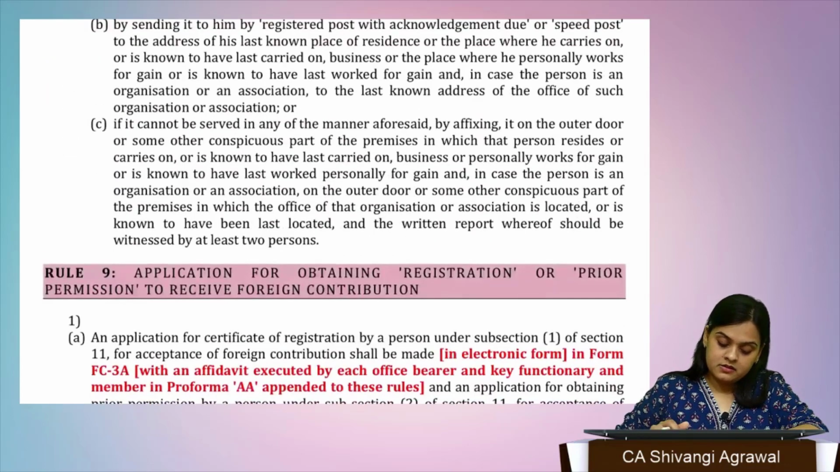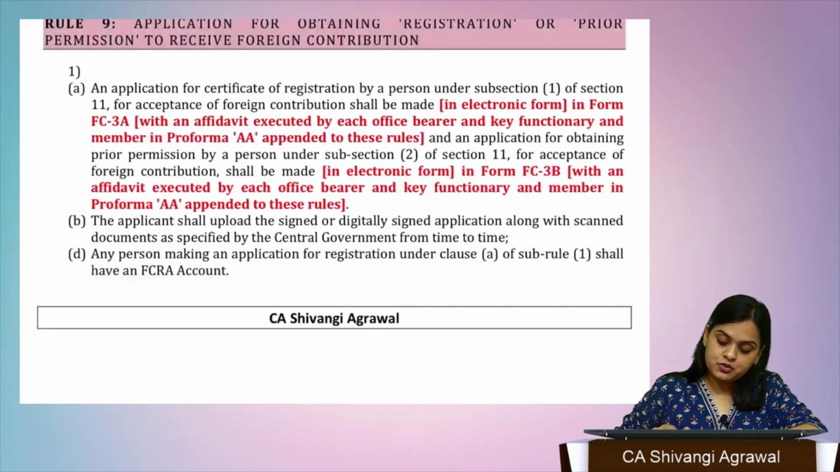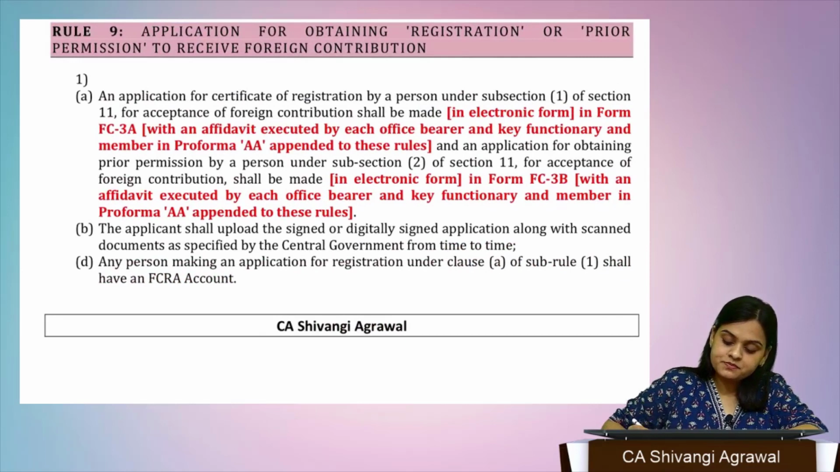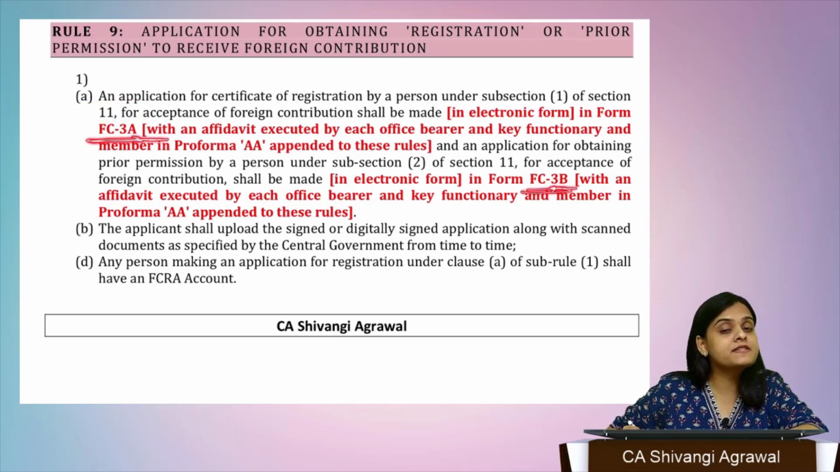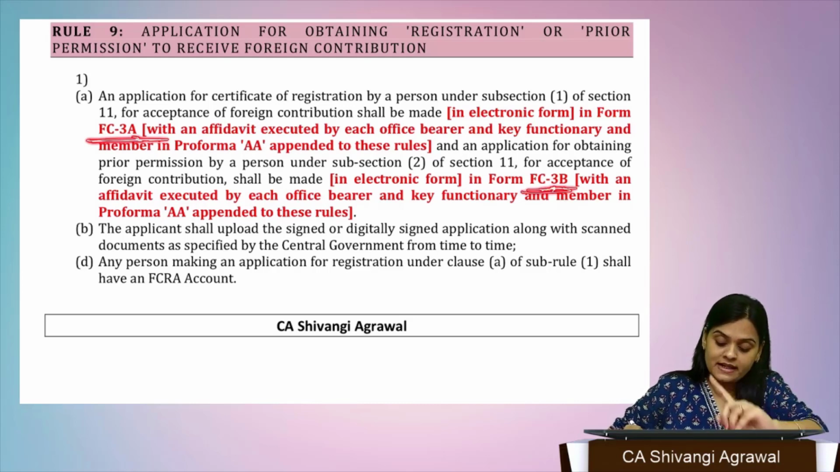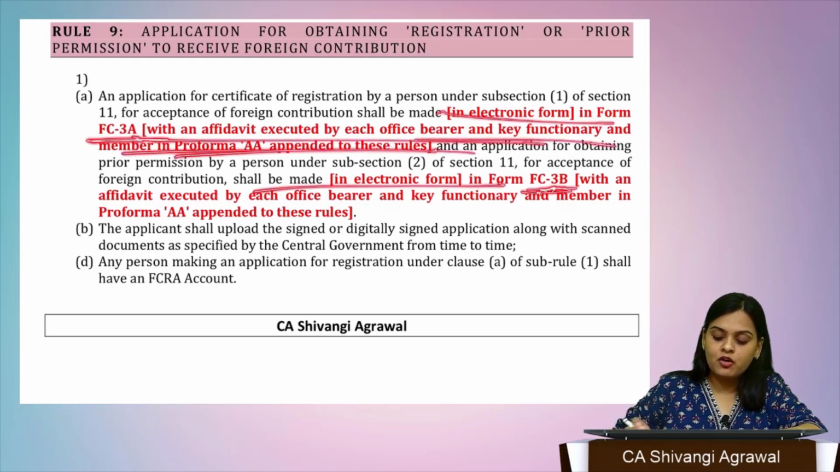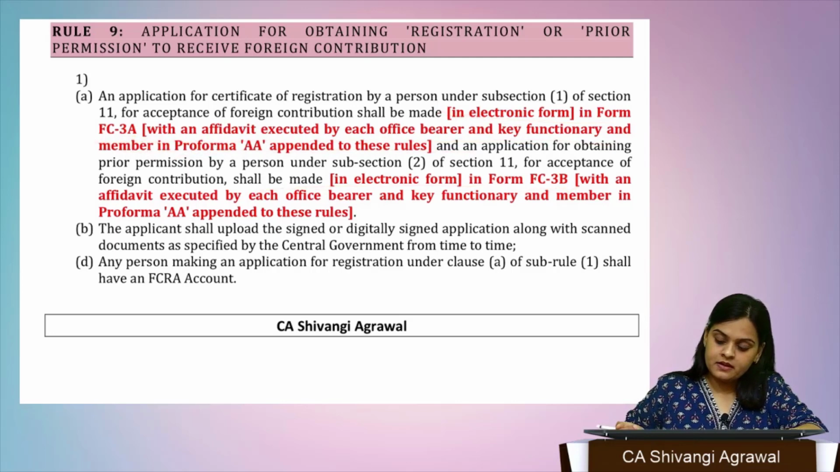Okay. Rule 8 does not have any change. Rule 9, again the same thing. If I want to seek registration under section 11, then I have to file a form FC3A and FC3B. FC3A for registration and FC3B for that prior permission one-time payment. Okay, they both are going to be in electronic form and with affidavit executed by the office bearer. Clear?